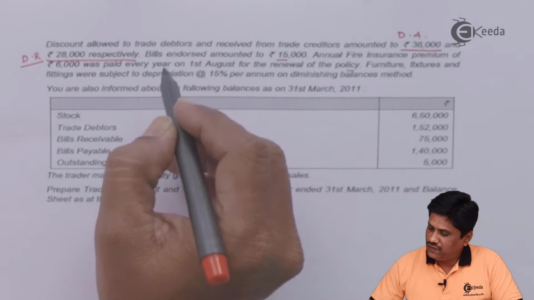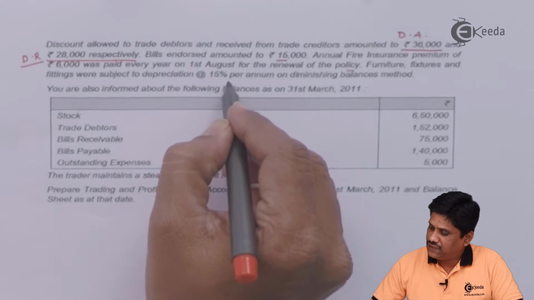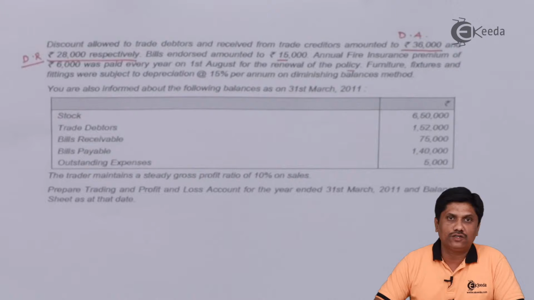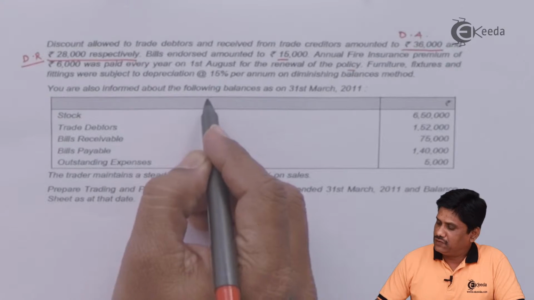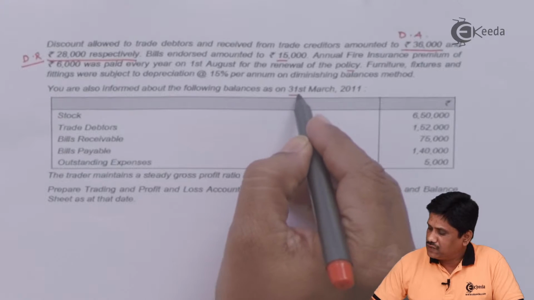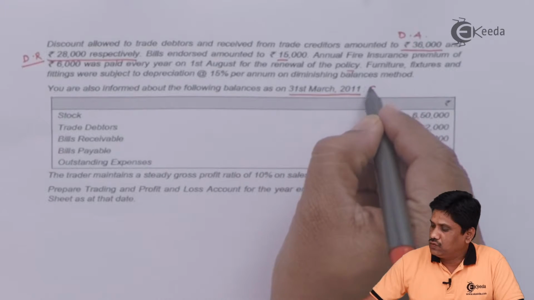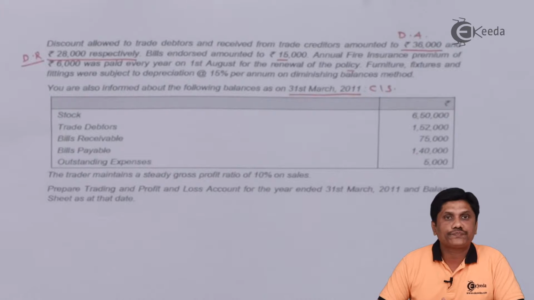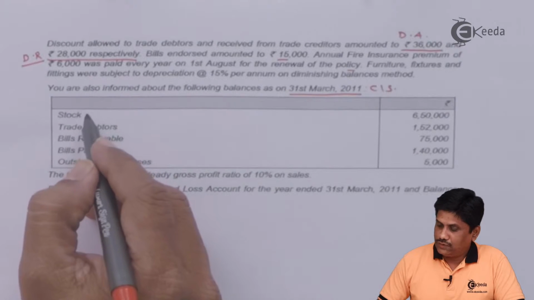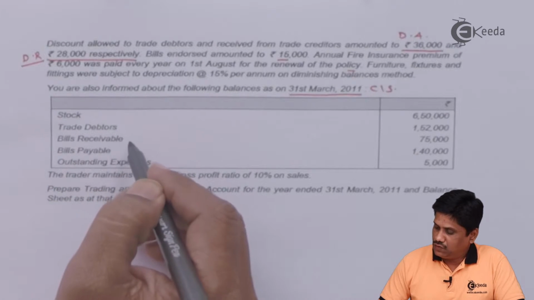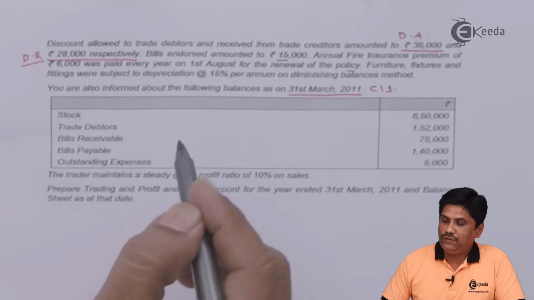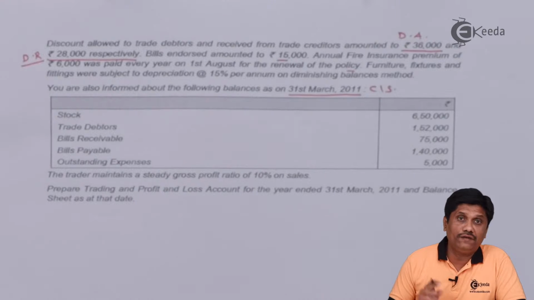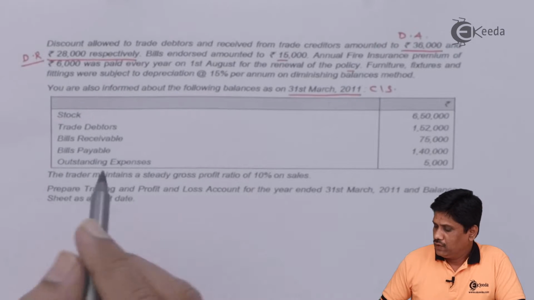Furniture, fixture and fittings were subject to a depreciation of 15% per annum on diminishing balance method. So simple depreciation we need to provide. You are also informed about the following balances on 31st March 2011. So these are the closing balances provided by them. Stock, it is your closing stock, closing debtors, closing bills receivable, closing bills payable and outstanding expenses. These will be the closing balance of the respective account, and it will have a place in your balance sheet, asset side and liability side also.